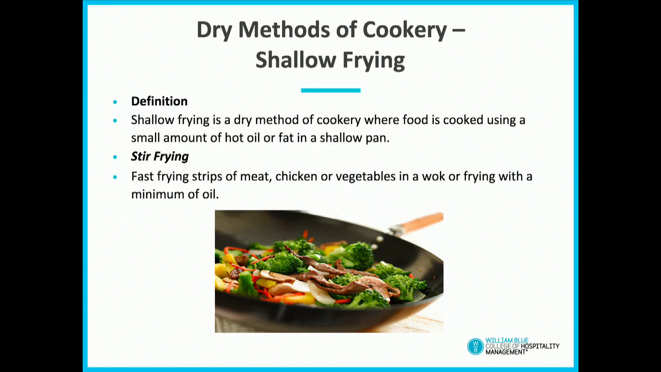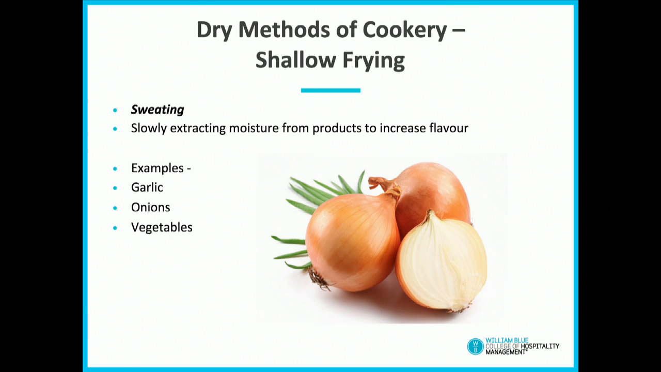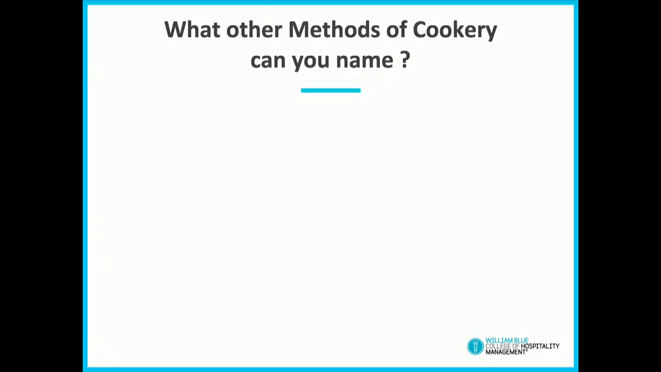So we had stir frying, which is over a high heat, done in a wok. Then we have sauteing, and then we have sweating. So slowly extracting moisture from products to increase flavour as well. And the things that we sweat are, of course, that garlic, that onion, those vegetables, okay, to really impact that flavour going forward as well. Any other methods of cookery we can think of? Any? There's lots more out there.